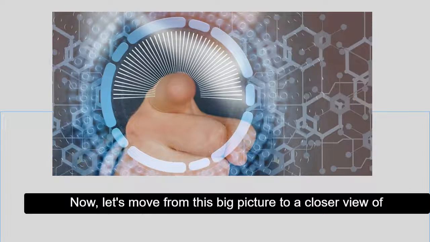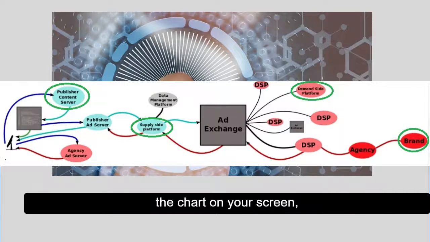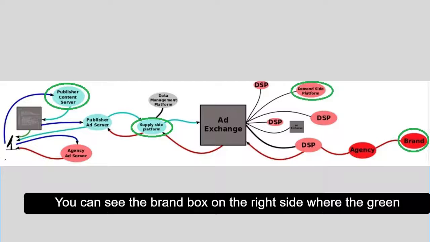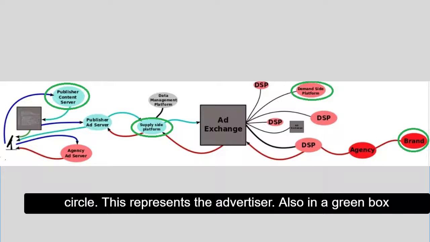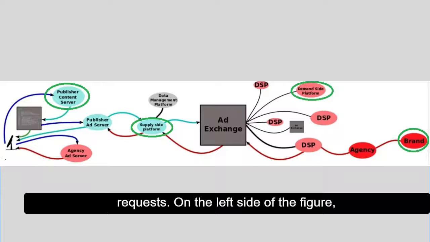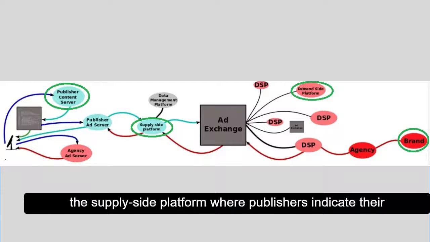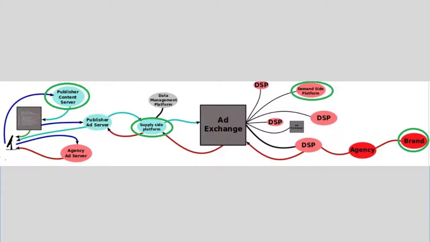Now let's move from this big picture to a closer view of how an ad exchange connects advertisers and publishers. In the chart on your screen, you can see the brand box on the right side with a green circle. This represents the advertiser. Also in a green box is the demand-side platform where advertisers submit their requests. On the left side of the figure, the publisher content server is also circled in green, as is the supply-side platform, where publishers indicate their available ad space.